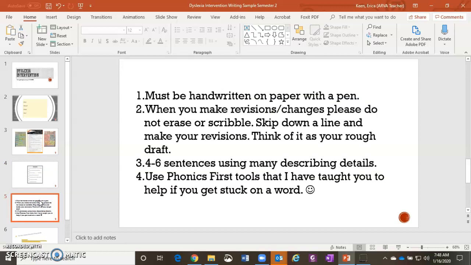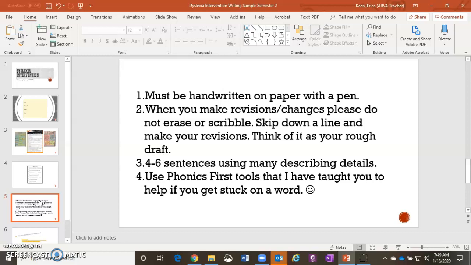When you make revisions or changes, please do not erase or scribble things out. Remember, we talked about you can make a tiny line through something to let me know that you are changing, but skip a line down and let me see your revision. Think of it as your rough draft. If you mess up on a word with spelling, I want to see what you did to correct it. Okay, so I want to see your before and your after, just like you would in a rough draft. Again, we're not looking for perfection, okay? Just a handwriting sample. And 4 to 6 sentences using many describing details.